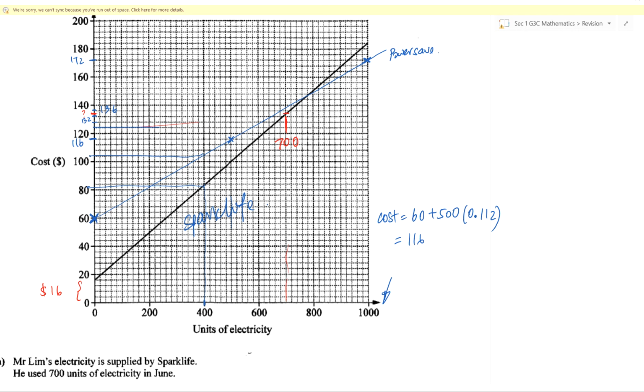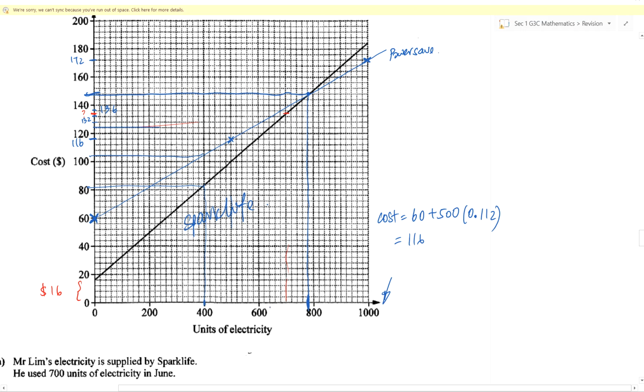At which point do Power Save and Spark Life cost the same? What are we looking for on the graph? Where they intersect each other, because where they intersect shows the same value of cost. Can you identify that on your graph? So for me, this works out to be this value, 1 square before 800.